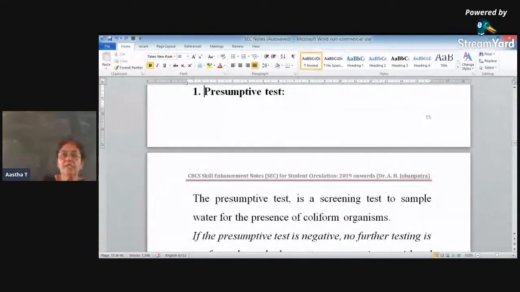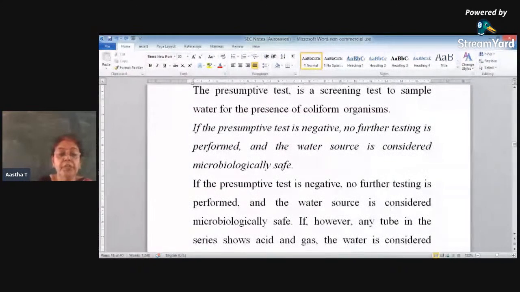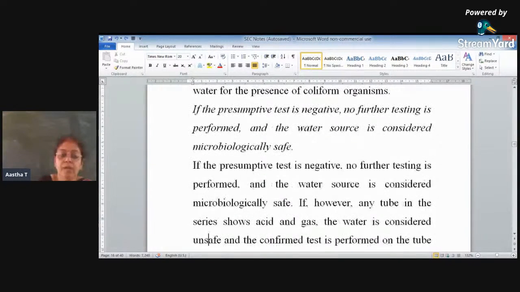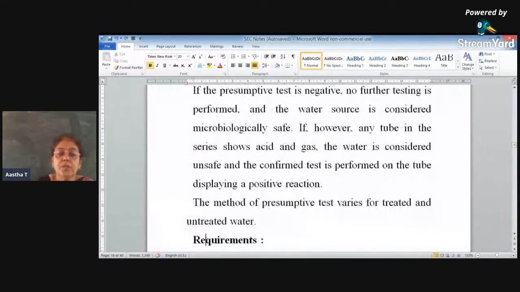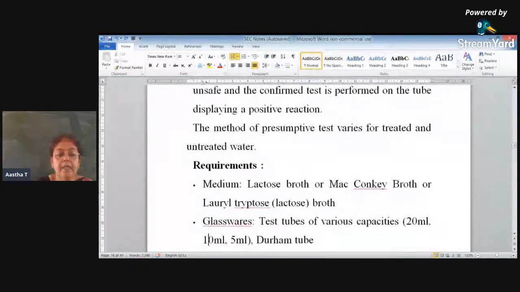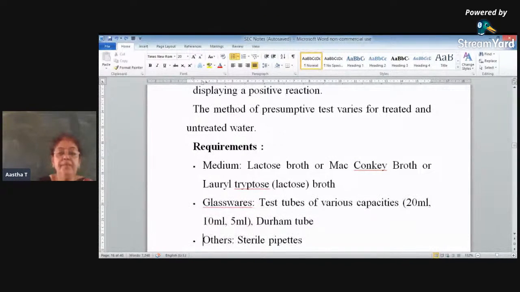In presumptive test we only screen which are the tubes showing presence of coliform organisms. So if presumptive test is negative for all the tubes, you don't perform any test further, and that water is considered to be safe for drinking. So no test is done further. But presumptive test, how it is done? It is done for treated as well as untreated water sample.